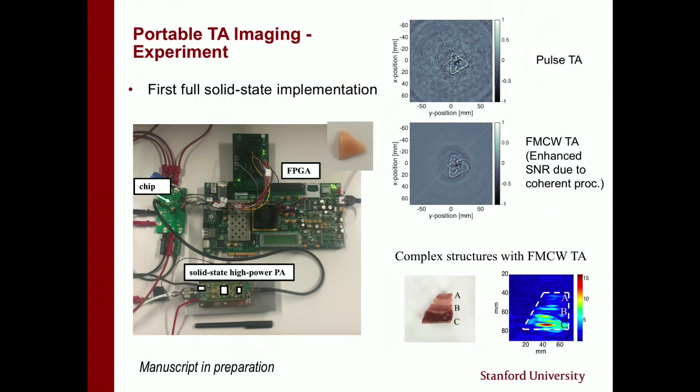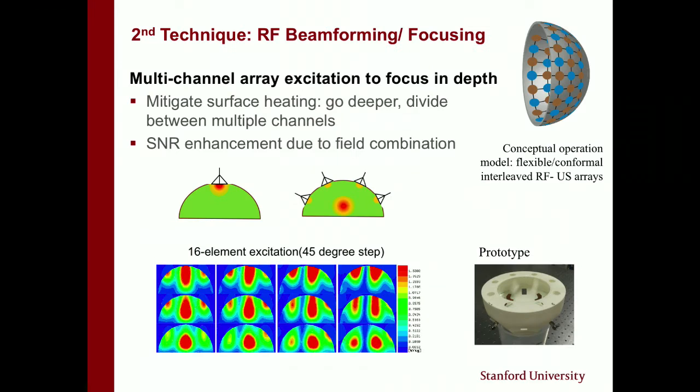This is a comparison between pulsed imaging and FMCW. And as you can see, our SNR is improved drastically. In our particular examples, between 20 and 30 dB improvement in SNR. And here's the imaging of more complex tissue structures with the same methodology. So that was technique number one.